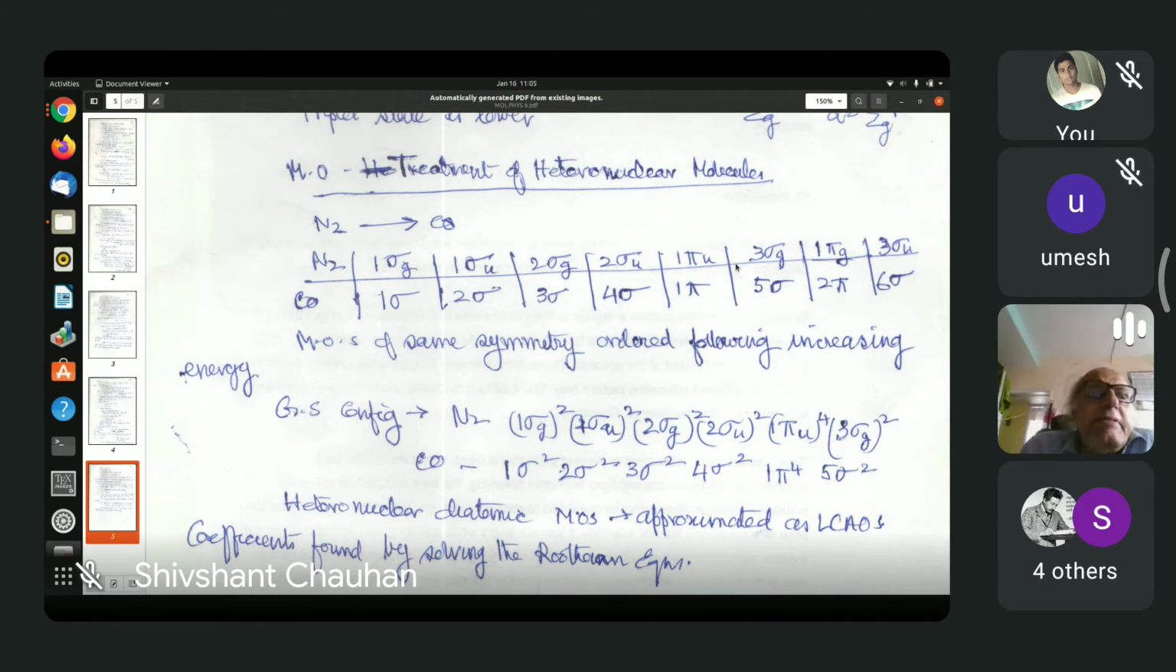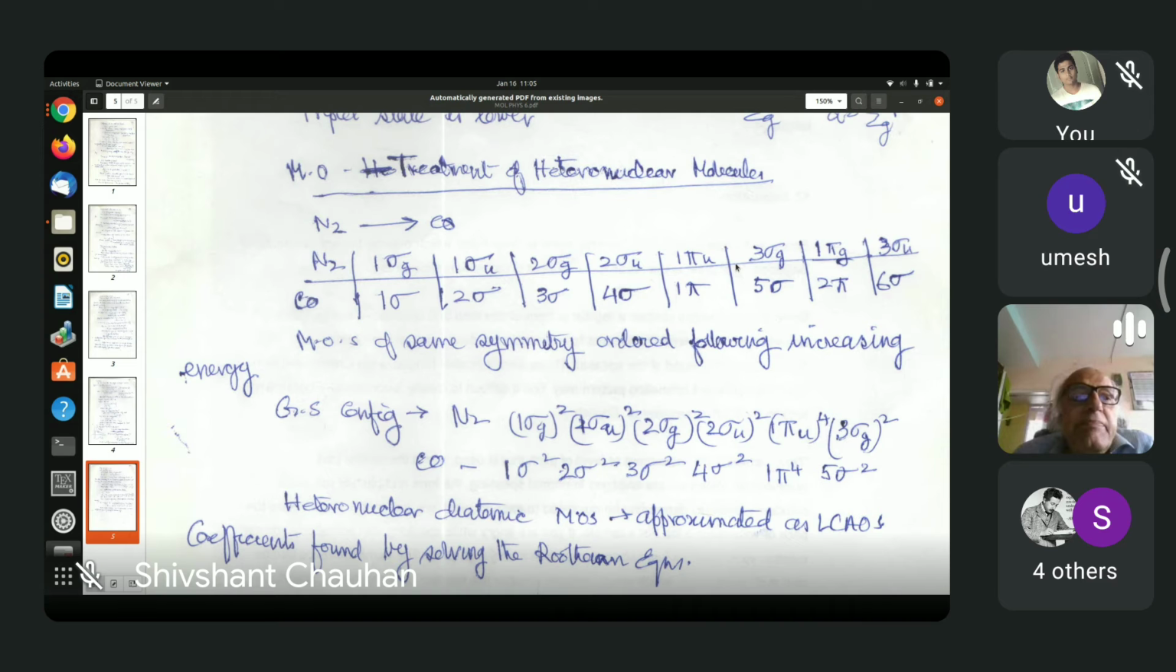For N2, 1 sigma g will become, for the CO states, 1 sigma. 1 sigma u will become 2 sigma, that is the first excited sigma orbital. 2 sigma g will become 3 sigma, that is the second excited sigma orbital, and so on. And 1 pi u, which is the lowest pi state, will be 1 pi, and 1 pi g will be 2 pi. So the designations will be like this. g and u will be missing. So the orbital designations for CO will be 1 sigma, 2 sigma, 3 sigma, 4 sigma, 1 pi, 5 sigma, 2 pi, 6 sigma.